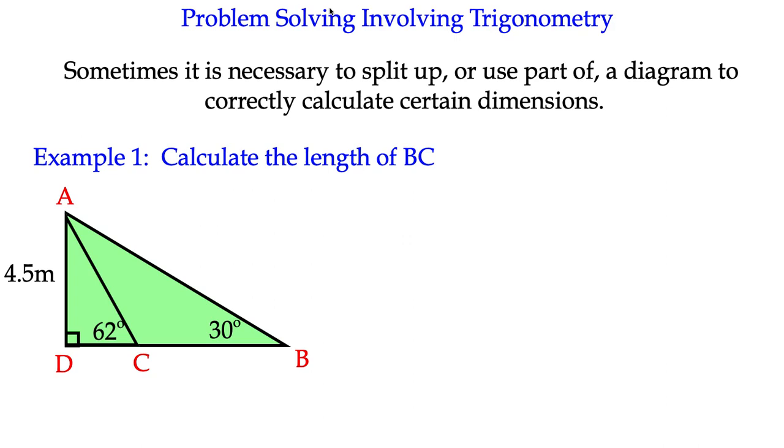So here's an example. We've got a situation here where it looks like we've got a big right angled triangle and then another line coming down which is making another right angled triangle. So we've actually got two right angled triangles, a smaller one to the left and then the whole larger one. And it also makes a third triangle. What we're trying to do is to work out the length of BC.